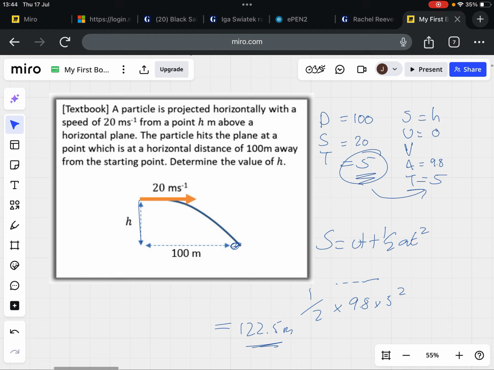So vertical and horizontal are separate. Write your lists out. Write your speeds, your initial velocity, your accelerations down first. And then remember that the t value is shared between vertical and horizontal. That is the only thing really that is shared between the two.